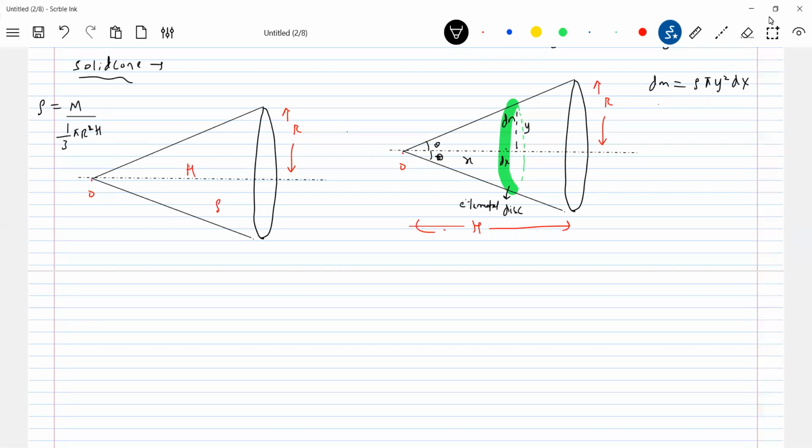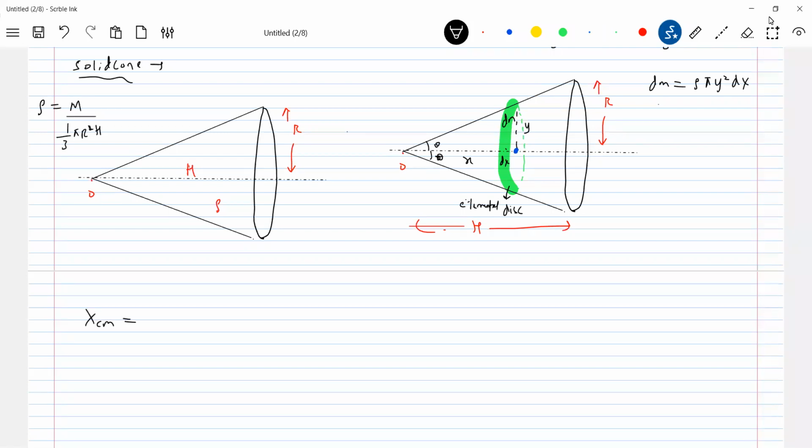So now we know. Where will the center of mass of this elemental disk be? At a distance x only. Here it will be located. Now we want the center of mass of the total system. What will be the formula now? How will the formula take place?